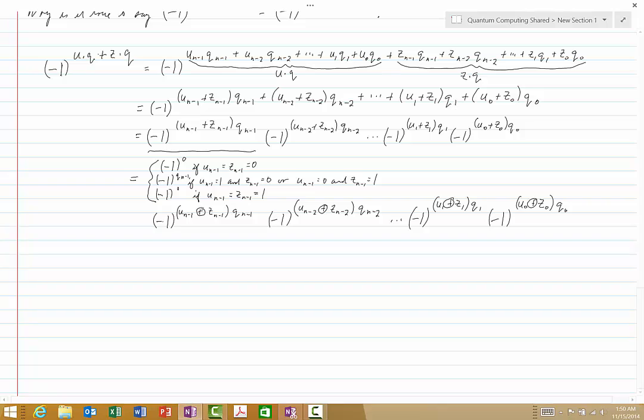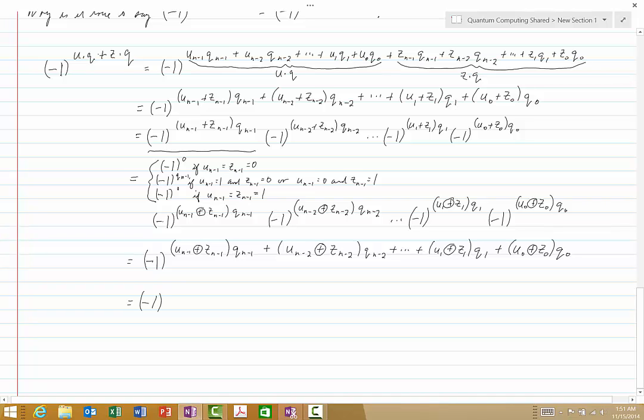And now, if we put all those back together, we get negative 1 to the u_{n-1} exclusive OR z_{n-1} q_{n-1} plus u_{n-2} exclusive OR z_{n-2} q_{n-2} plus ... plus u_1 exclusive OR z_1 q_1 plus u_0 exclusive OR z_0 times q_0, which of course could be written more compactly simply as -1 to the u exclusive OR z dot q.